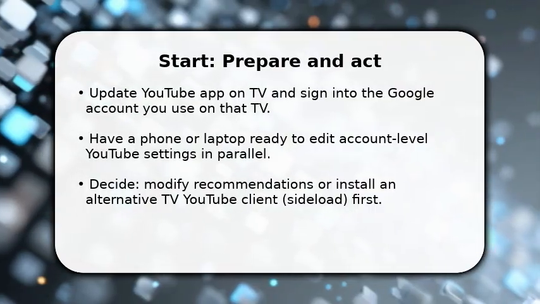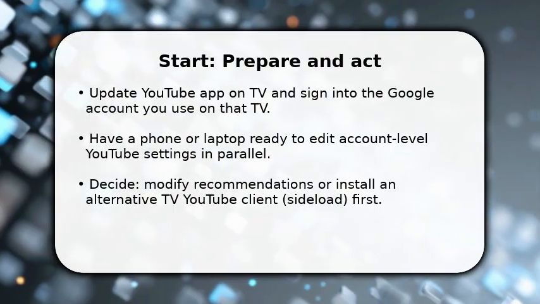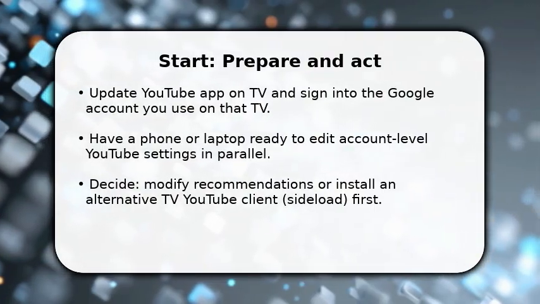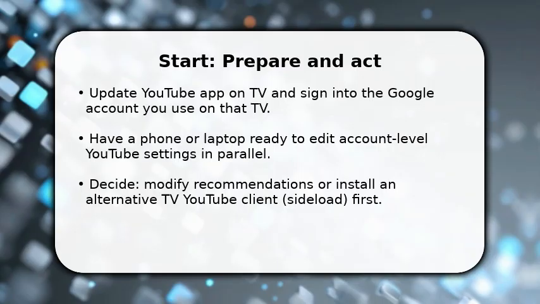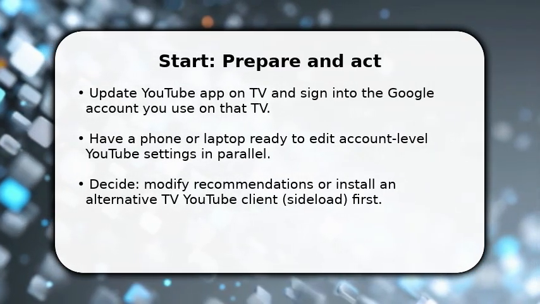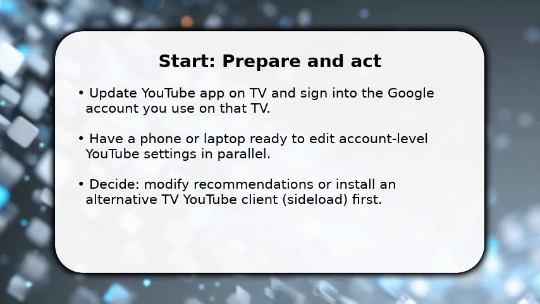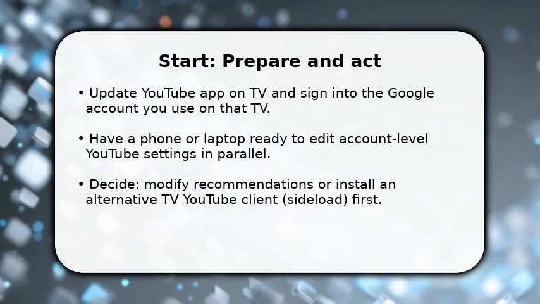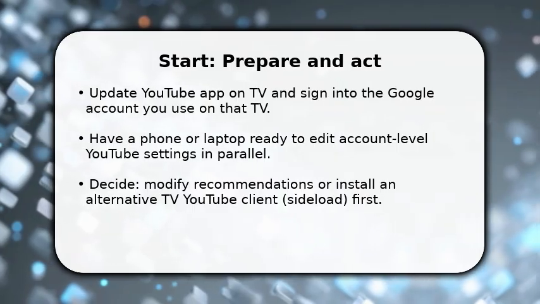You're going to act fast. Update the YouTube app on your TV, sign into the exact Google account used on that device, and keep a phone or laptop handy. Once done, pause Watch History and clear recent shorts from Watch History so the algorithm forgets those signals. Make the immediate choice.